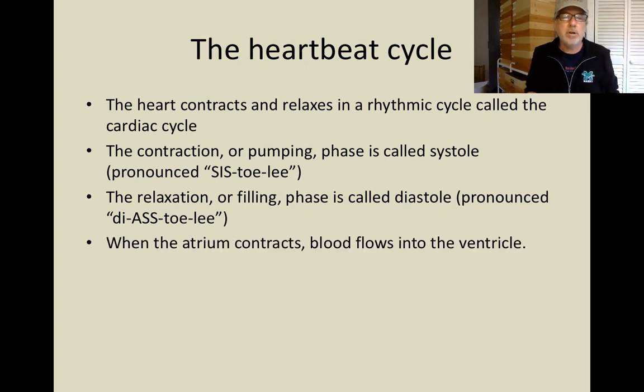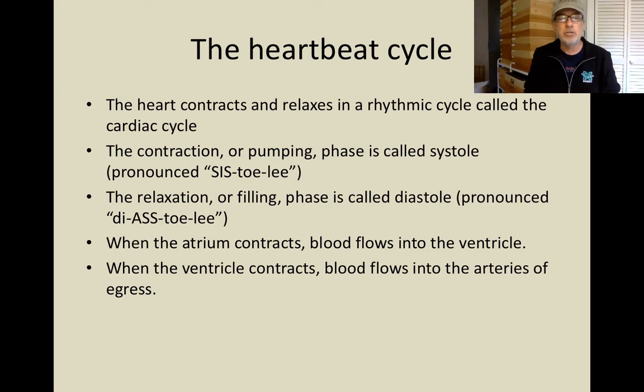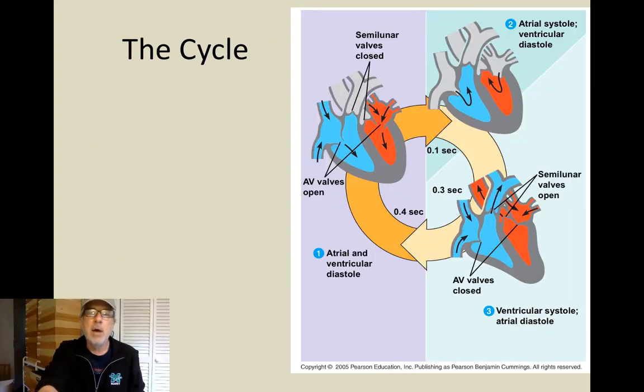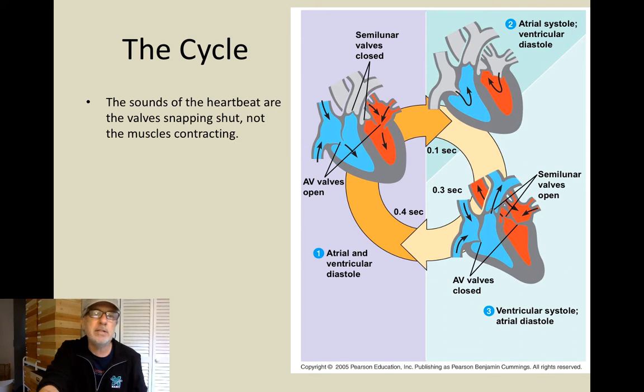When the atrium contracts, blood flows to the ventricle. You already know this. When the ventricle contracts, blood flows into the arteries of egress and out to wherever it's supposed to go. Now, let's think about the actual cycle of the beat. It's a three-part cycle. The heartbeat sound that you can actually hear doesn't occur because of the contracting muscles, but because of the snapping shut of the valves in the heart.